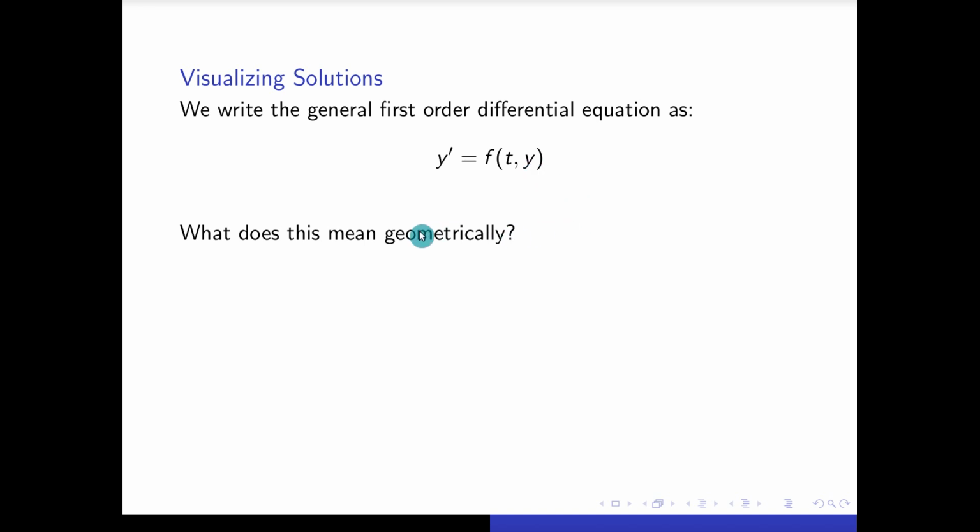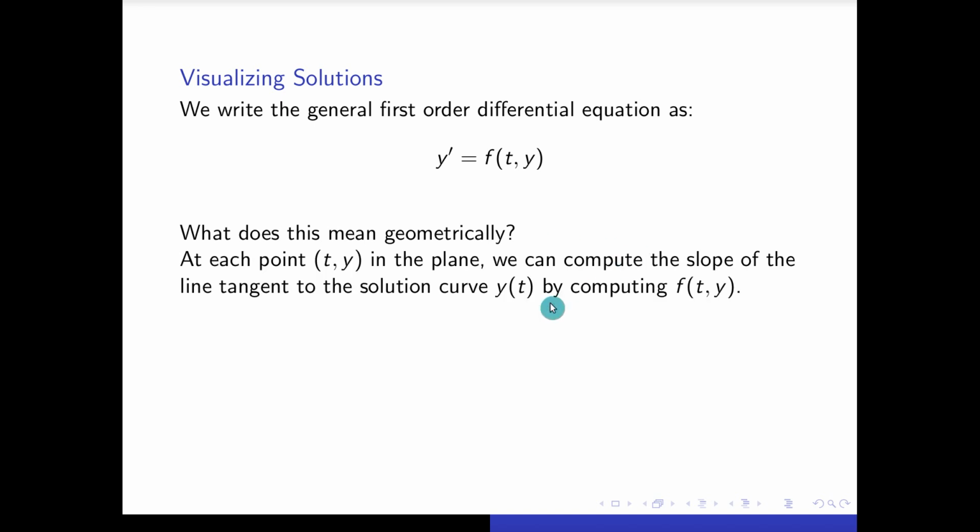In particular, geometrically, if you're in the ty plane and you pick a particular value of t and a particular value of y, so that you're at a particular point, then you can plug that point into this function and get a number. That number represents the slope of the tangent line of the solution at that point. I know I'm kind of talking this through, so let's go ahead and write it down. At each point ty in the plane, we can compute the slope of the line tangent to the solution curve by computing this expression at that point.